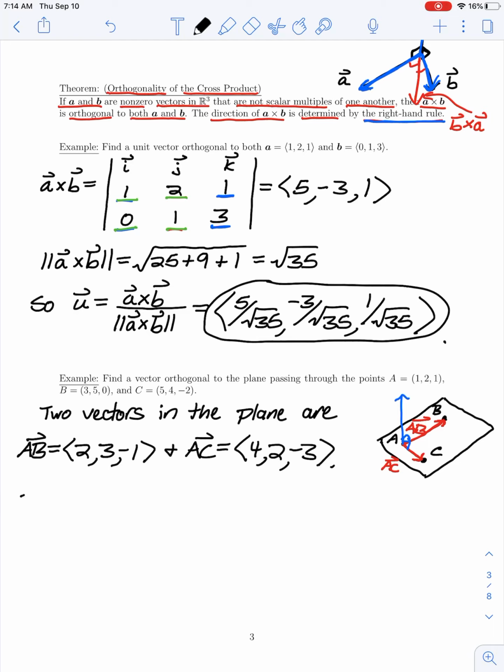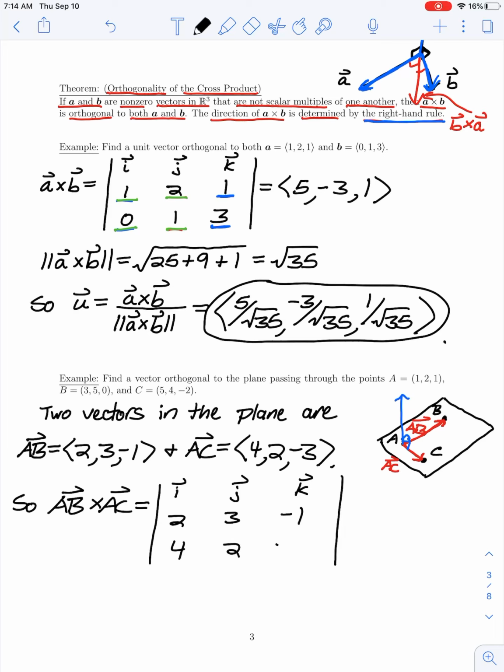So if we want a vector which is orthogonal to this plane, we could consider the cross product of these two vectors, AB and AC, which would be given by the determinant of the 3 by 3 matrix, whose first row consists of the standard basis vectors I, J, K. Our second row would consist of the entries of AB, which were 2, 3, negative 1. And our third row would be the components of AC, which were 4, 2, negative 3.